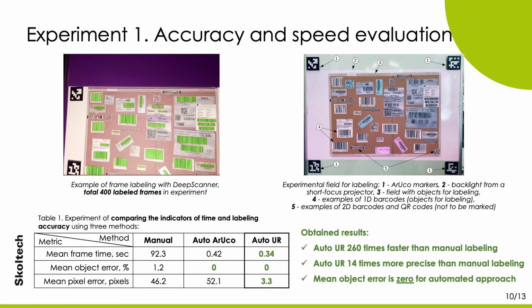The experimental results revealed that our developed approach DeepScanner is better than others, and DeepScanner makes labeling 260 times faster than manual labeling, simultaneously reduced pixel errors 14 times, and makes zero object error in the labeling process.